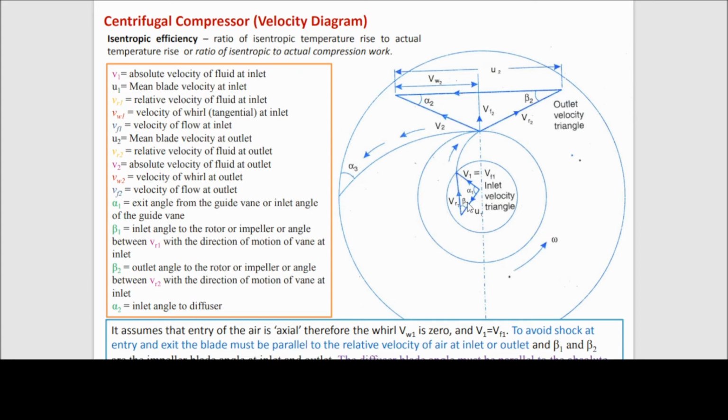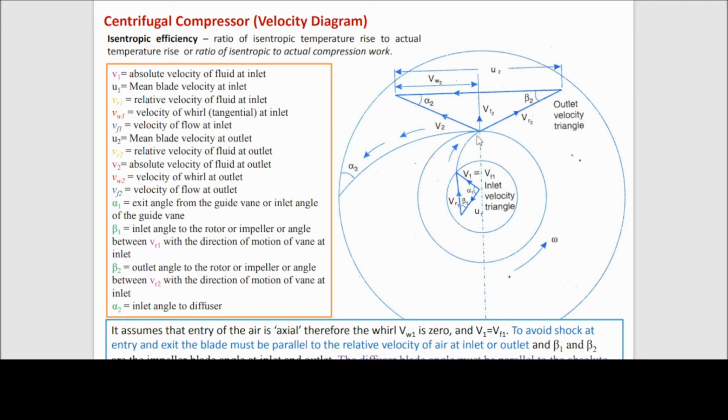So this is beta 1 here, and between the absolute velocity and the blade velocity you have alpha 1, the exit angle of the guide vane or inlet angle of the guide vane. So guide vane is a different thing. This is the guide vane. What is the function of the guide vane? The guide vane helps the absolute velocity flow into this impeller, so that the relative velocity is tangent to the impeller. So this is guide blade angle alpha 1, and this is the impeller blade angle beta 1. Here you can see the relative velocity is tangent to that.